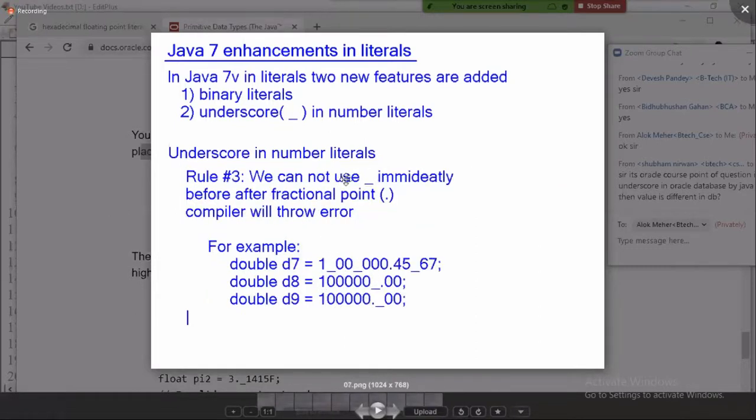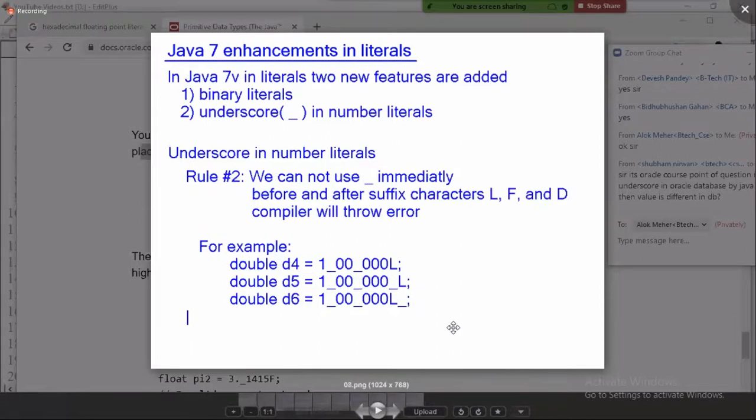Okay, we cannot use underscore immediately before and after the fractional point, decimal point, whatever you call it. The compiler will throw an error. For example, double D7 = 1_00_00.45.60_67. On both the decimal side and the fractional side you can use underscore, but you cannot use it immediately before a dot and after a dot. If you do, the compiler throws an error: invalid underscore.